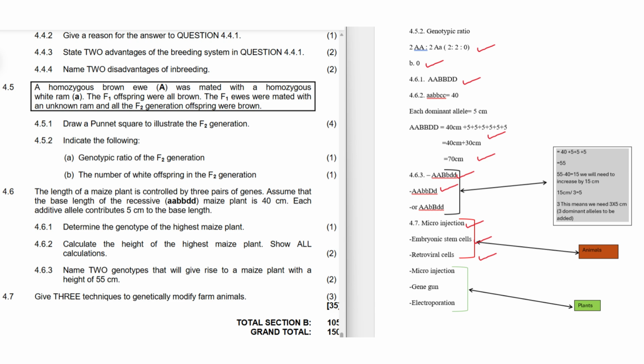Question 4.6. Let's talk about the length of a maize plant that is controlled by 3 pairs of genes. We will assume that the base length of the recessive aabbdd maize plant is 40 centimeters. Each additive allele contributes 5 centimeters. I believe this is our base length, this recessive aabbdd. This is the genotype.